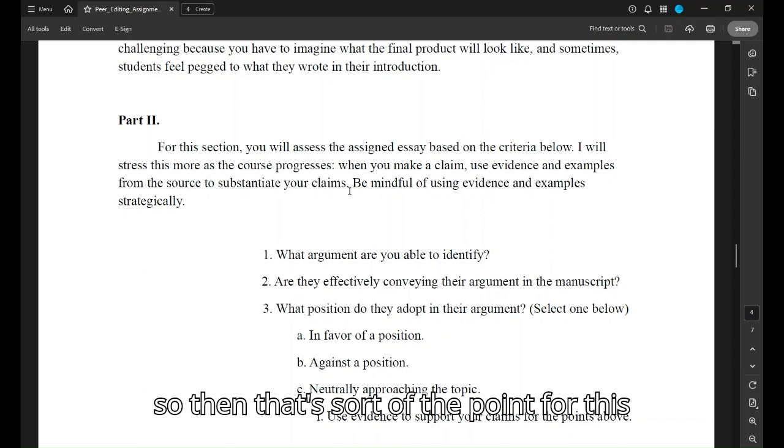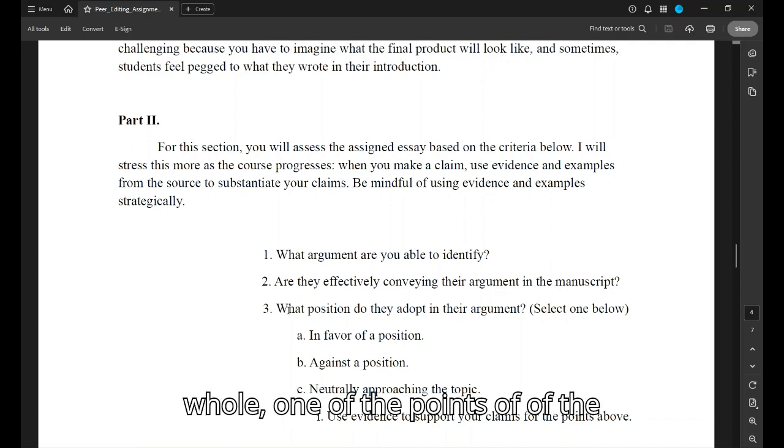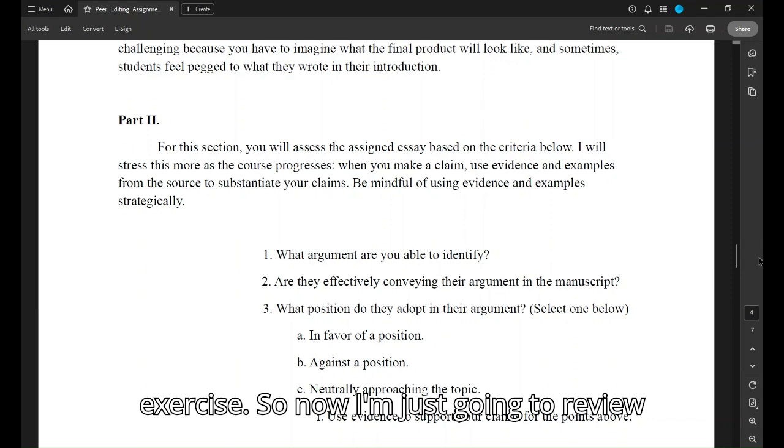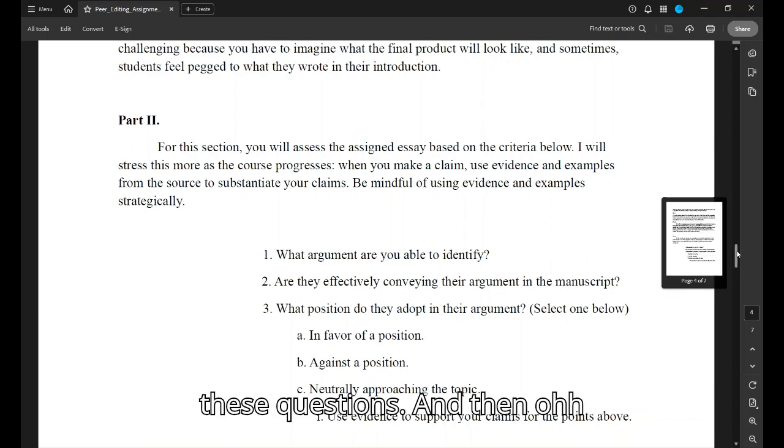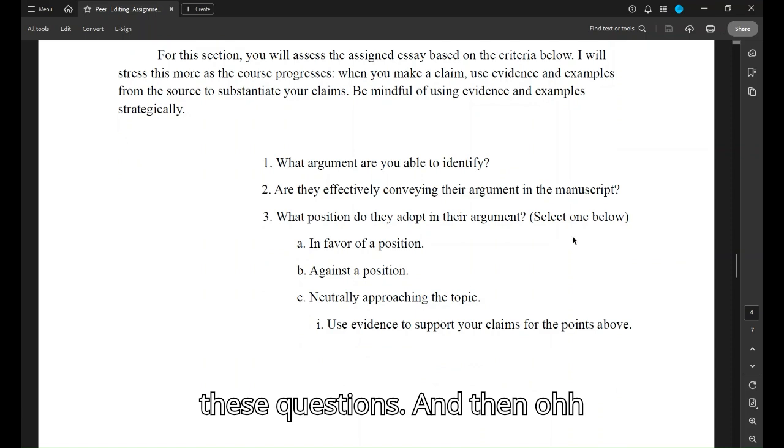So that's one of the points of the exercise. Okay. So now I'm just going to review these questions. All right. And then just another point.